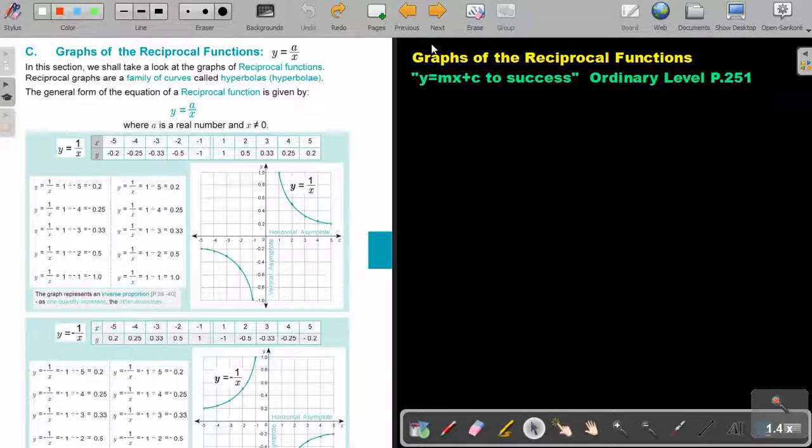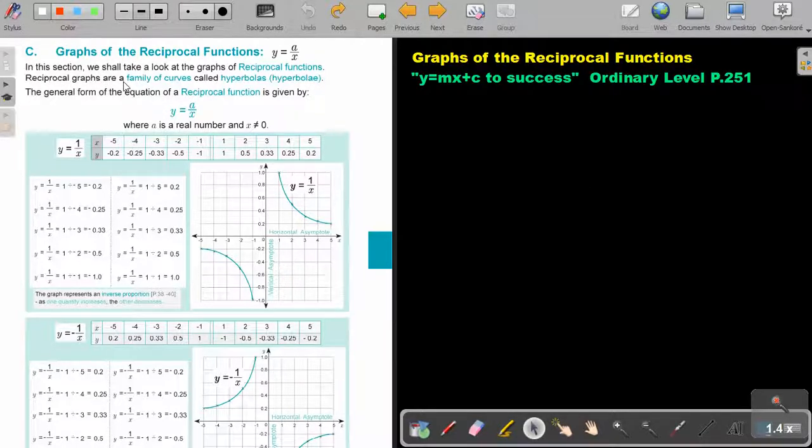In this video, we are going to focus on graphs of reciprocal functions. You will find this on page 251 in the Namibian Ordinary Level Mathematics textbook, y equals mx plus c to success. Graphs of reciprocal functions will always be like a hyperbola. Like indirect proportion, y equals a constant on top over x.